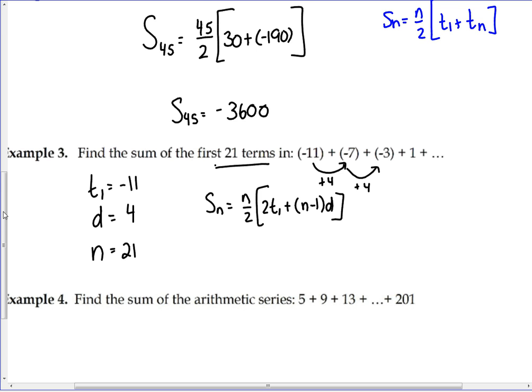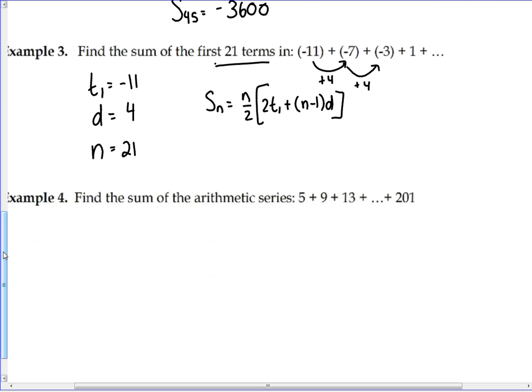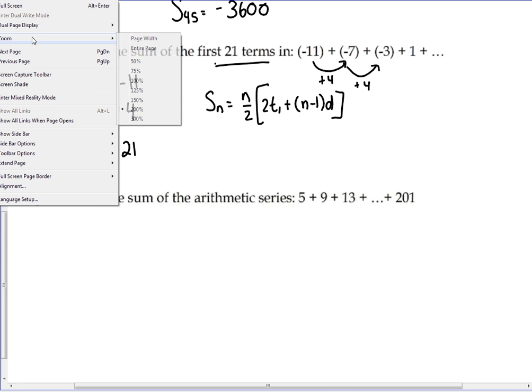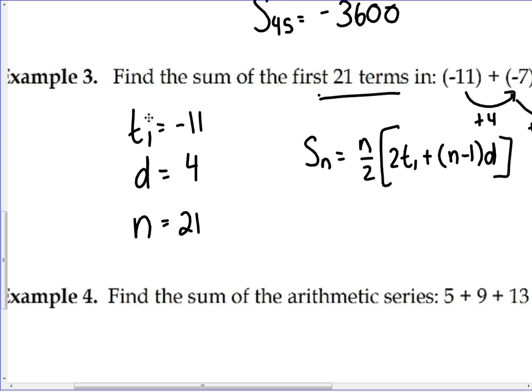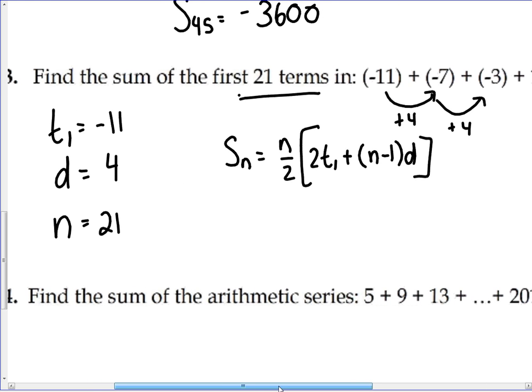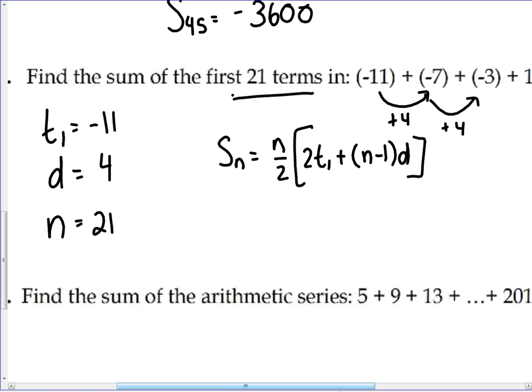Okay. So why don't you find out the sum? Sub it in, find it out. I need to make this bigger. Is that better? For some of you at the back, I know it'd be hard to read.